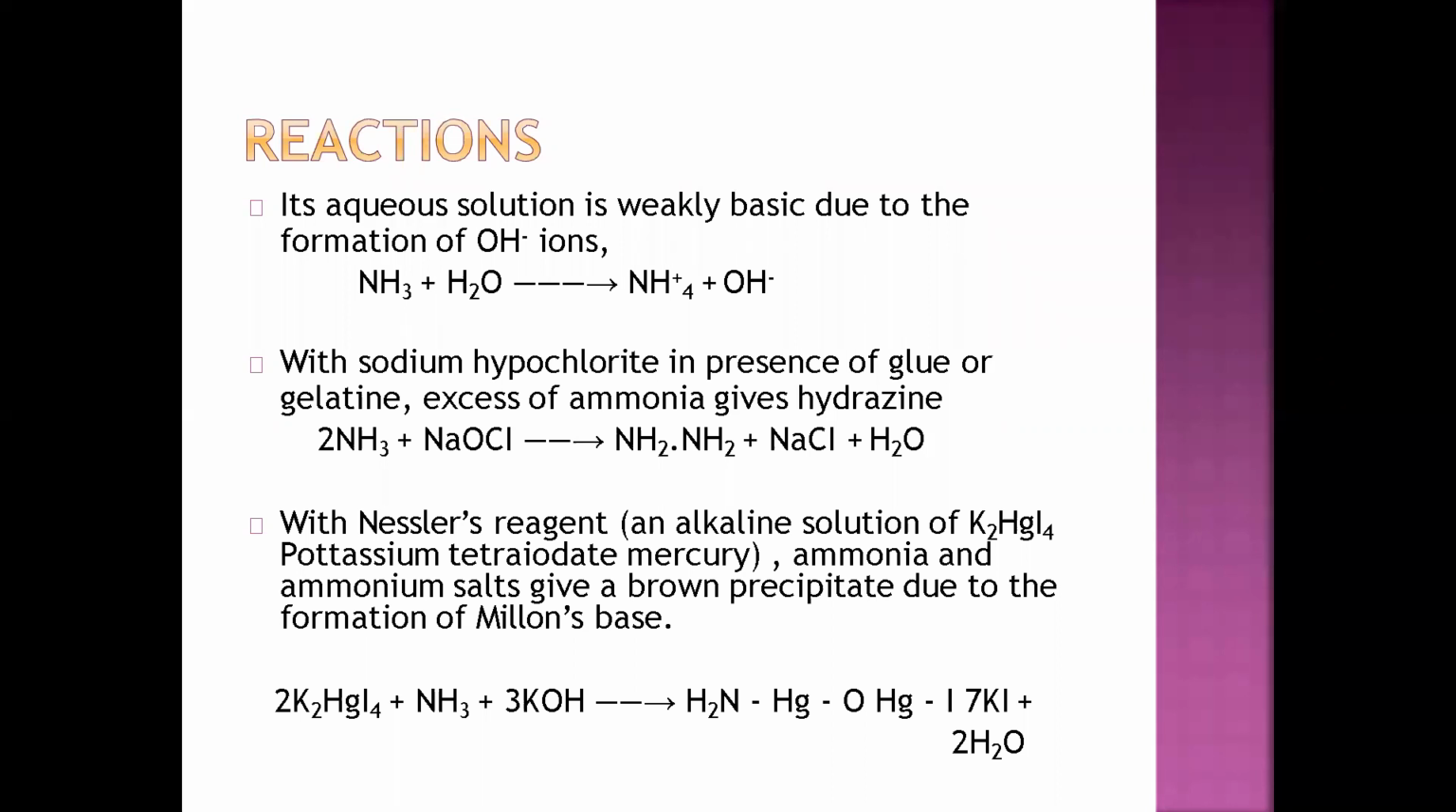So what happens when ammonia or some other ammonium salt reacts with Nessler's reagent? You will get a brown colored precipitate, which is known as Millon's base. The compound formed after reacting with Nessler's reagent and KOH is Millon's base. So these are known as Millon's bases.